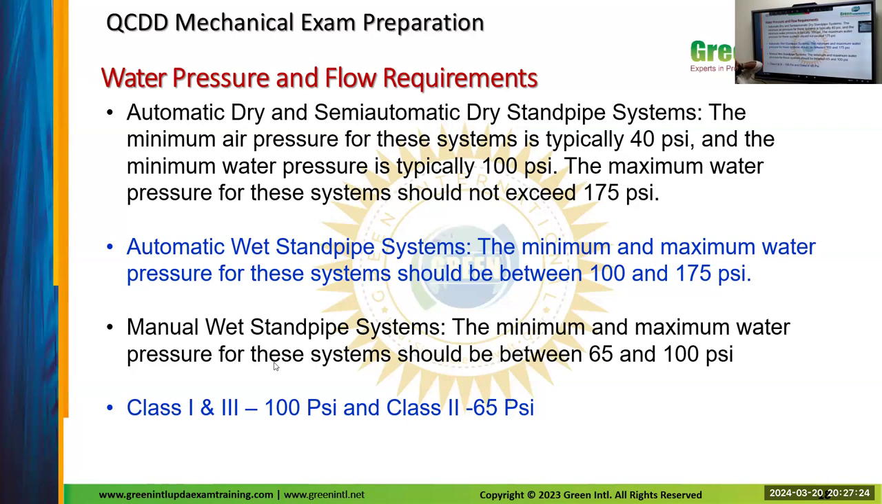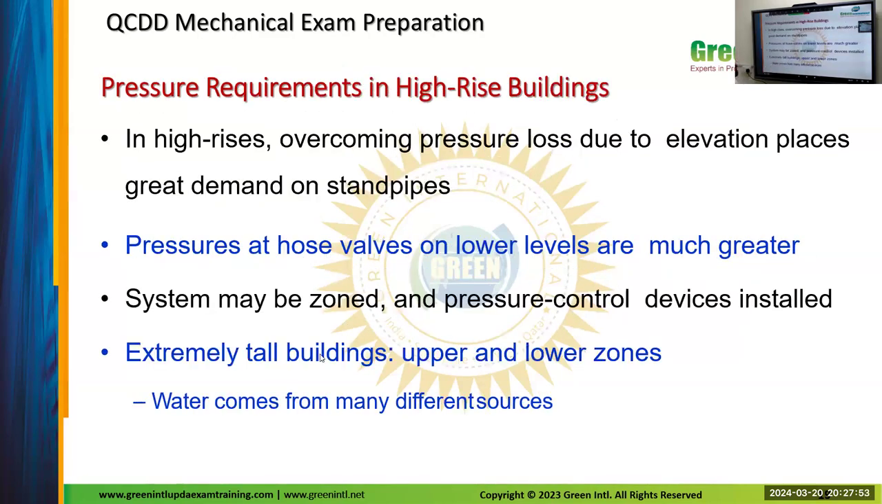So automatic wet standpipe systems, the minimum and maximum pressure for these systems should be between 100 and 175 psi. Manual wet standpipe systems between 65 and 100 psi. And for class 1 and 3, 100 psi is the minimum, and class 2, 65 is the minimum. They will ask you for this number. Okay, that is why I have included this data.